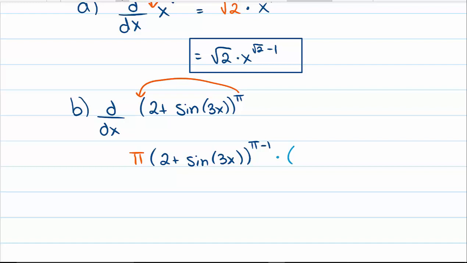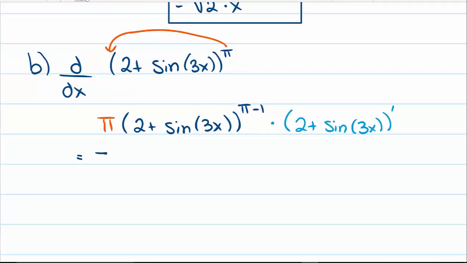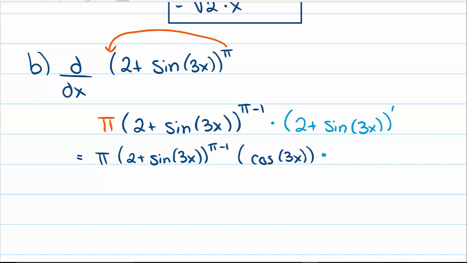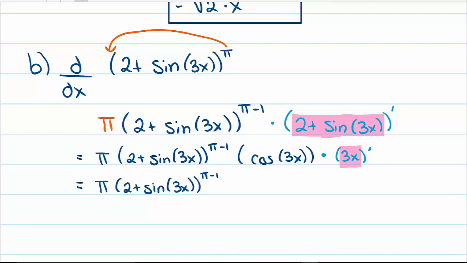We have to multiply by the derivative of the entire inside piece, so you get pi times 2 plus sine of 3x to the pi minus 1 times cosine of 3x, but again we need to multiply by the derivative of the next inside piece. So this was the whole inside piece, and now this is the inside piece. So we get pi times 2 plus sine of 3x to the power of pi minus 1 times cosine of 3x times 3. And now we're just going to write that a little neater.